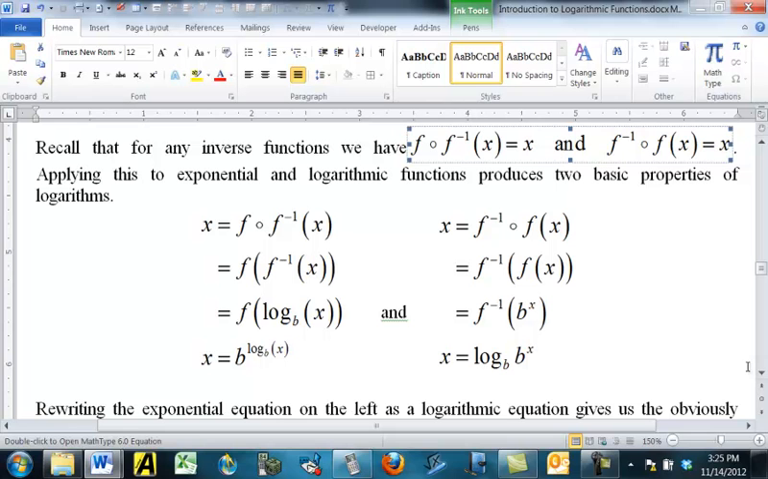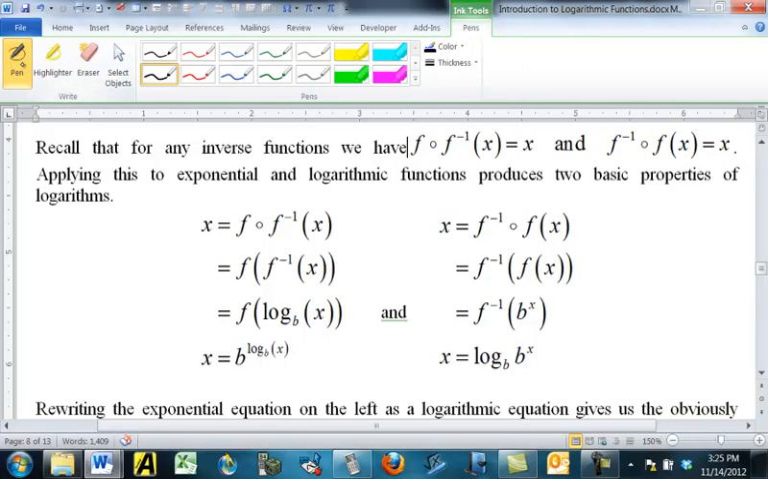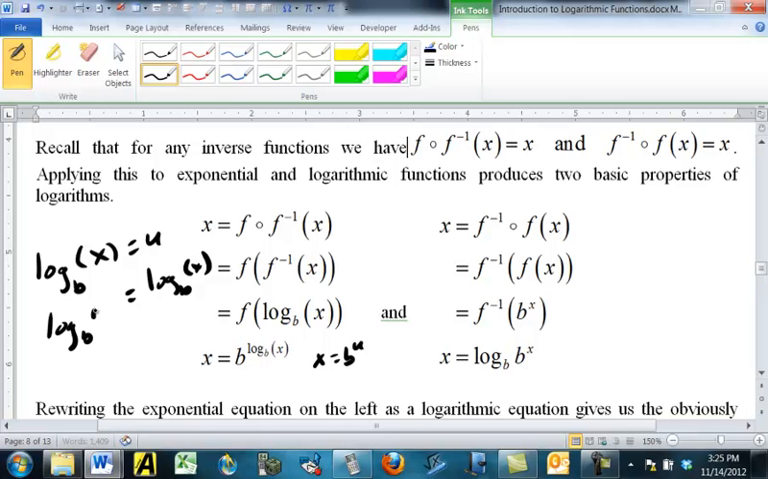Now, if you look at this, this turns out to be actually kind of obvious when you rewrite it. This is basically an exponential. Think of it like x equals b to the u. If you rewrite that, that's log base b of x equals u. But what is u? u is log base b of x. And certainly, I don't think anybody's going to argue with this statement.